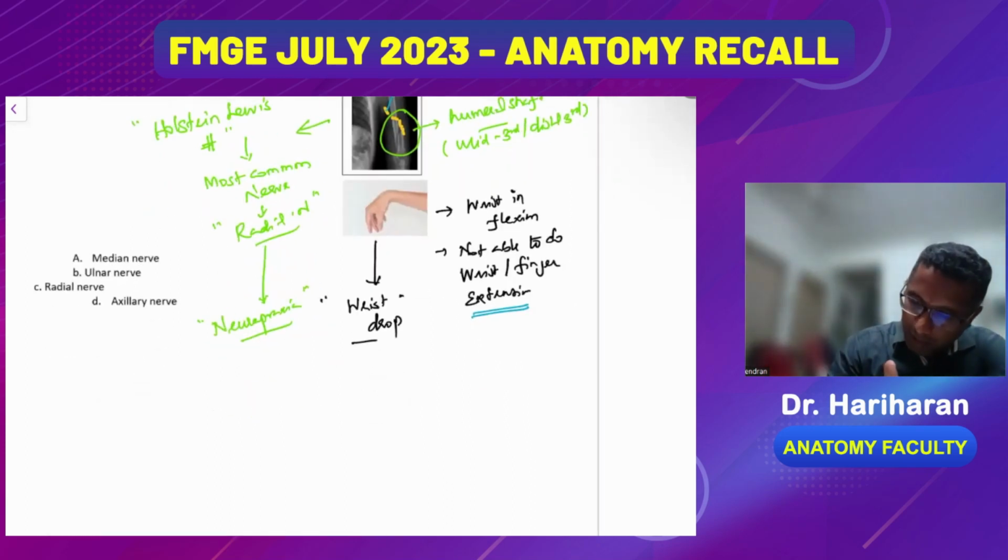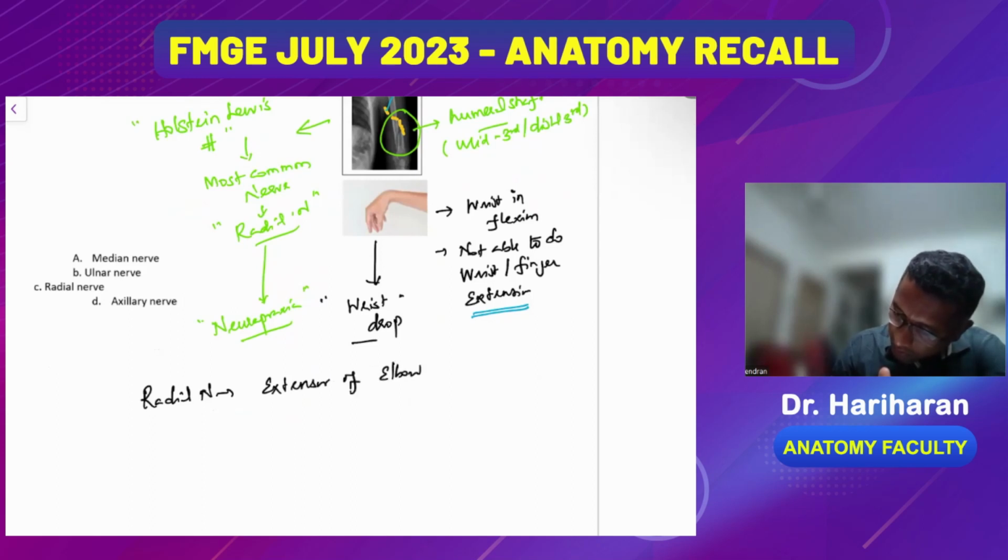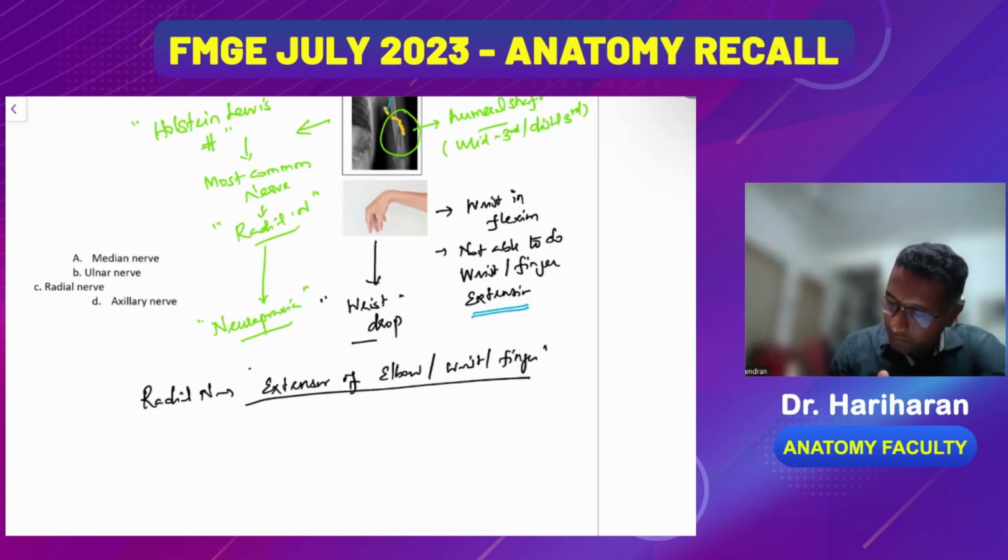So what is the supply of the radial nerve? The radial nerve supplies the extensors of the elbow, the extensors of the wrist and the extensors of the fingers. So these are all supplied by the radial nerve.